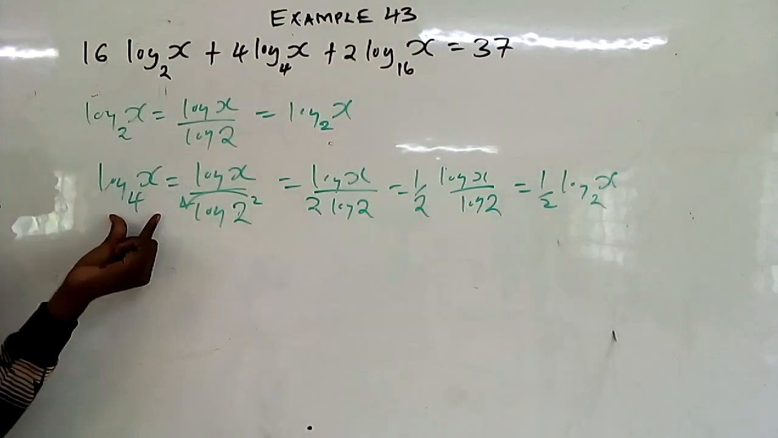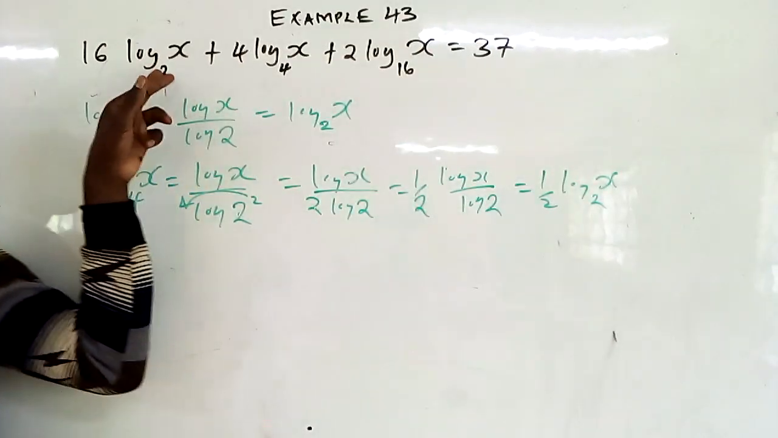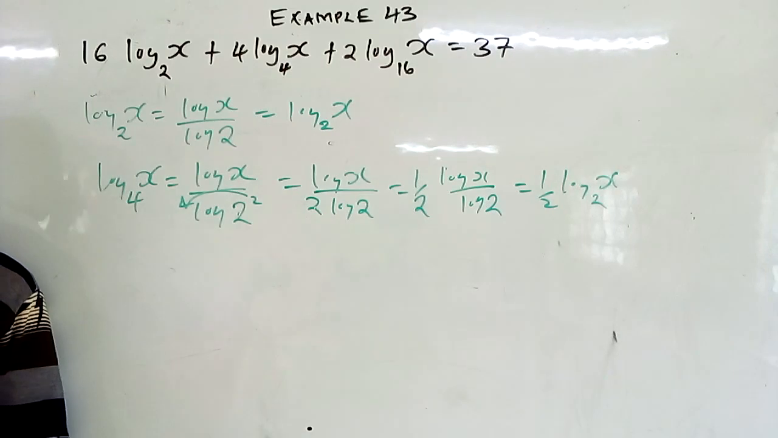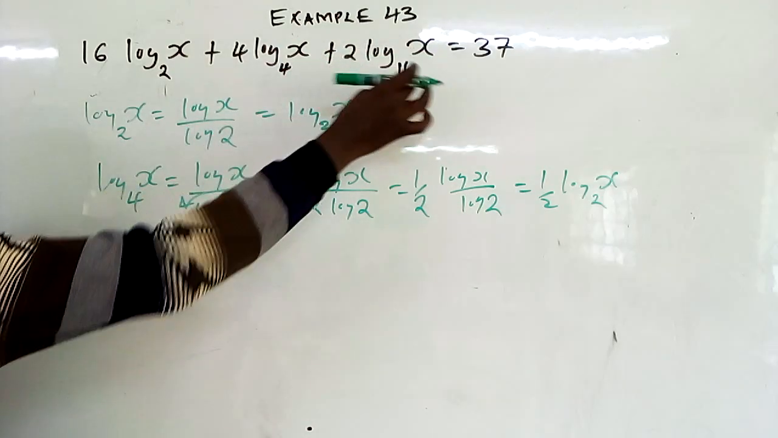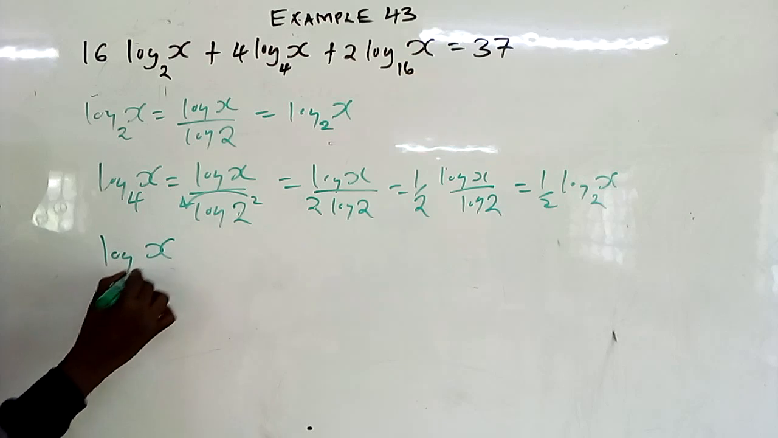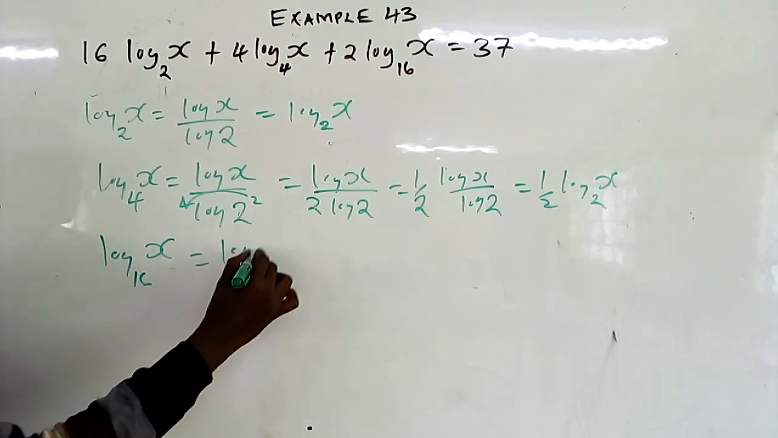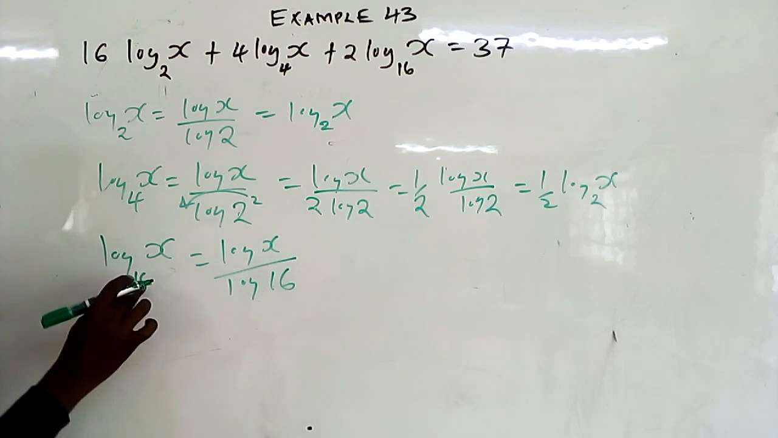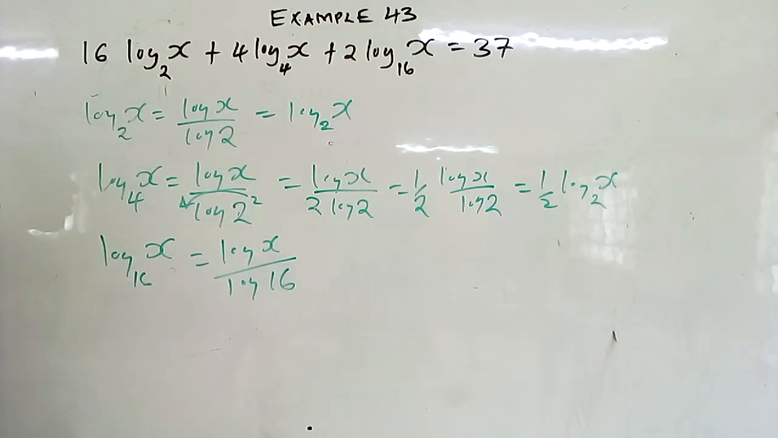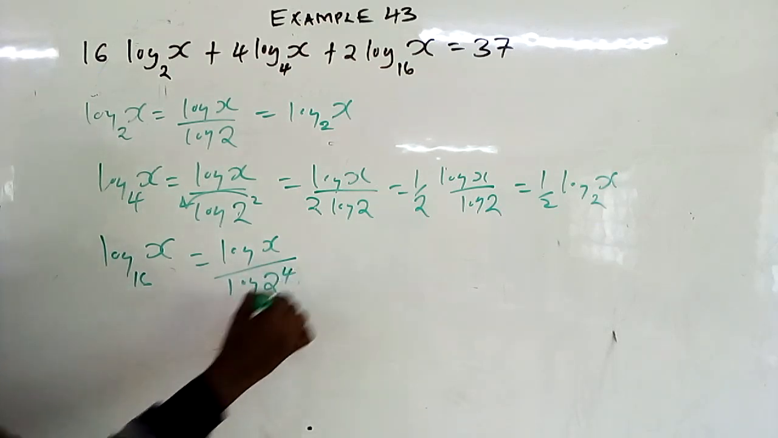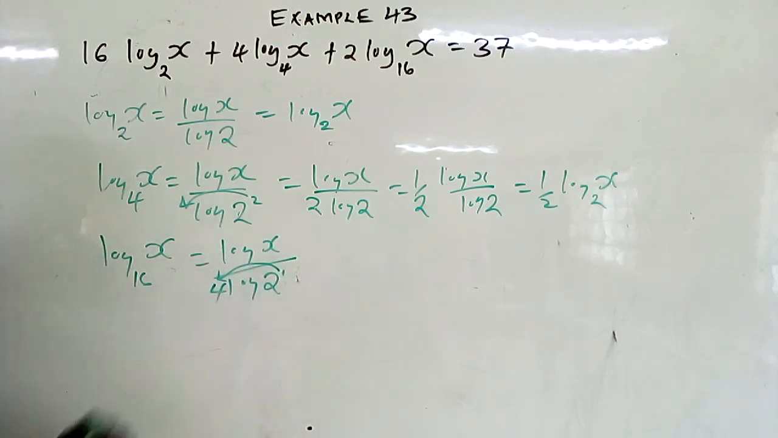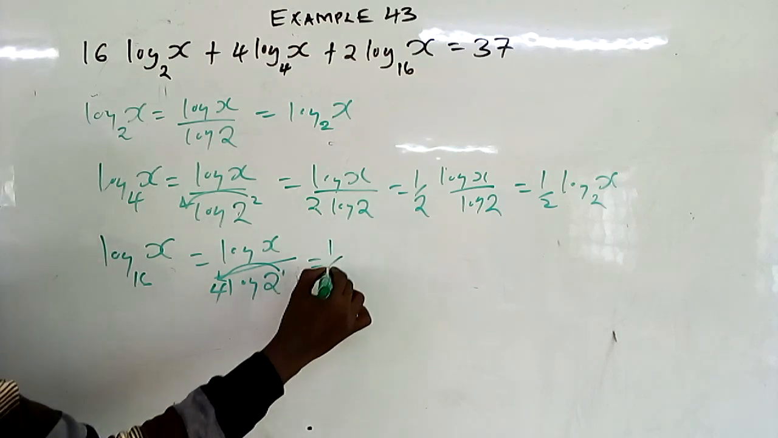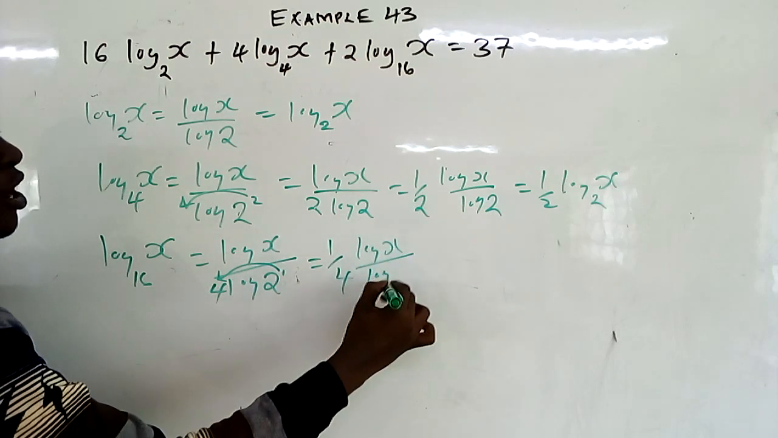So we've made log x to base 4 have the same base, base 2, meaning you must have the same base to solve a problem involving logarithms. So you see what I'm doing using those laws of logarithms. Then the next one, you have log x to base 16. So log x to base 16 means log x over log 16. What is 16? 16 is the same as 2 raised to power 4. So the power is written as the coefficient of the log, isn't it? So here we have 1 over 4 log x over log 2.